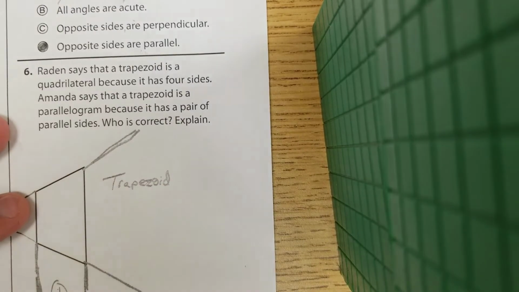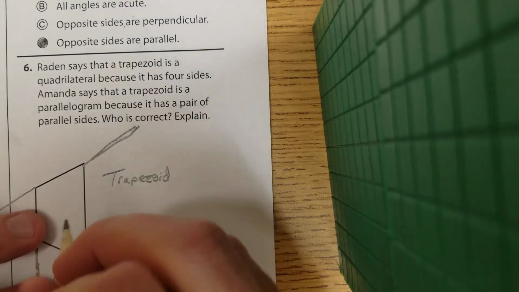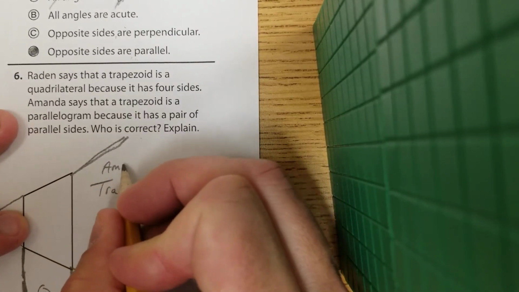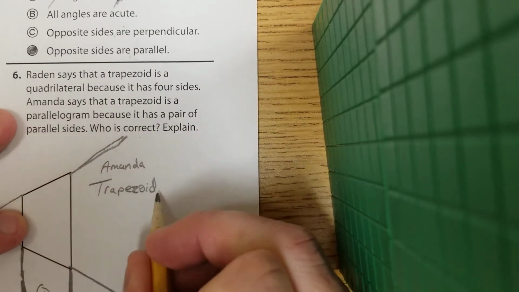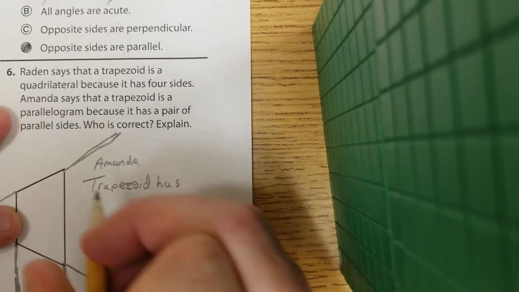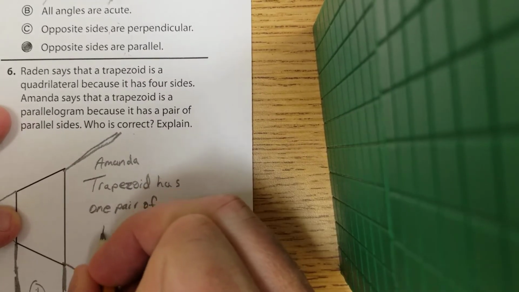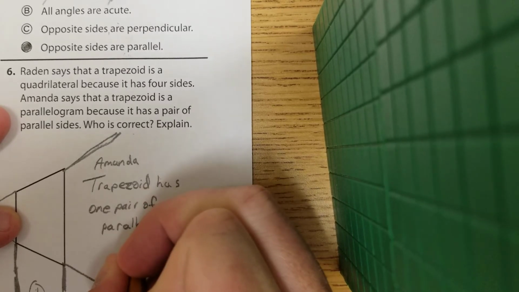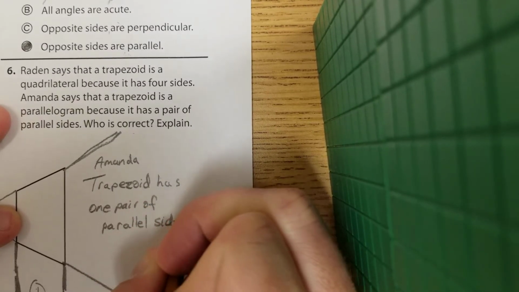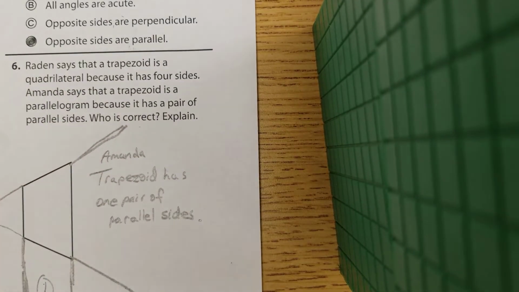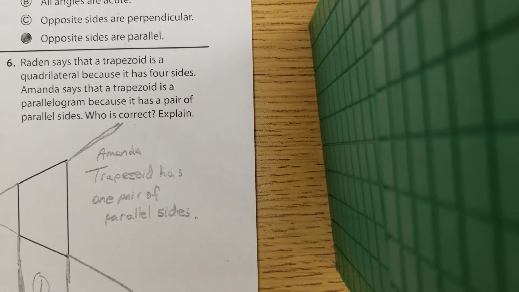For it to be a parallelogram, it has to have 2 pairs of parallel sides. So who is correct? Raiden. A trapezoid has 1 pair of parallel sides. That's your answer. Amanda's not correct because it only has one and a parallelogram needs two.